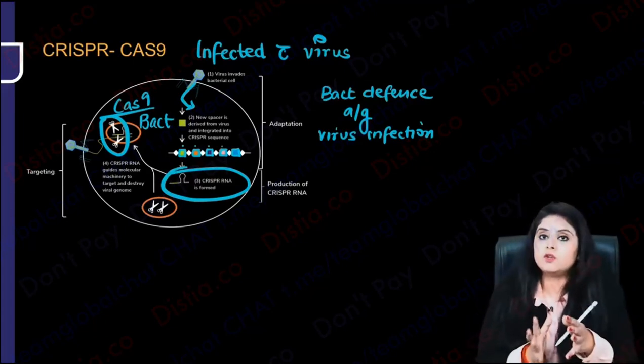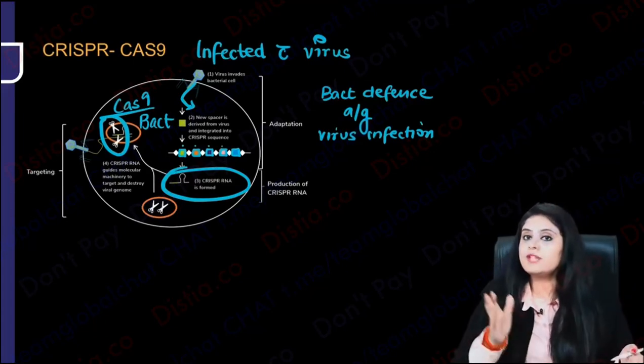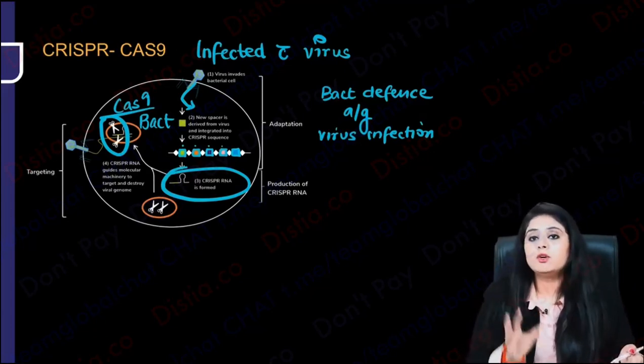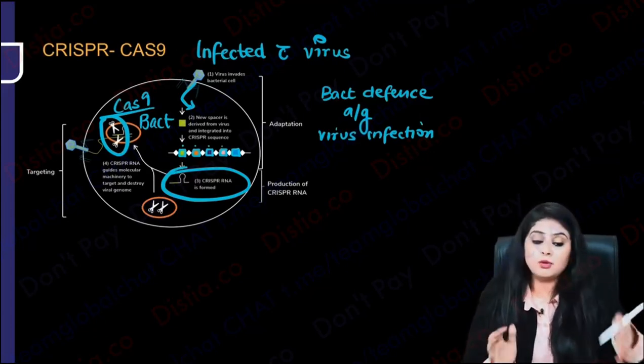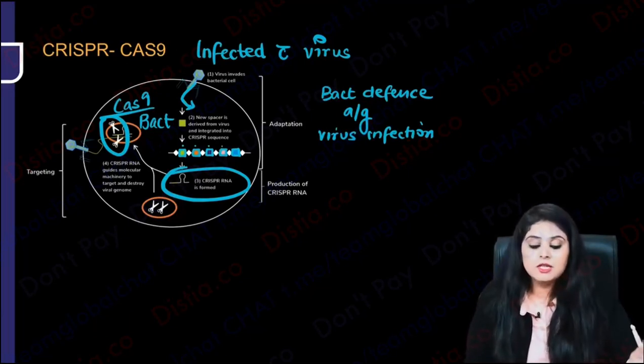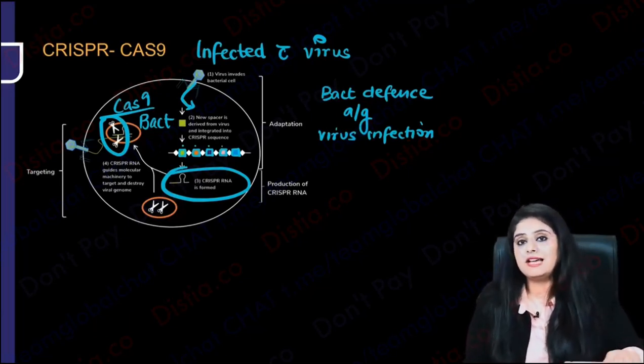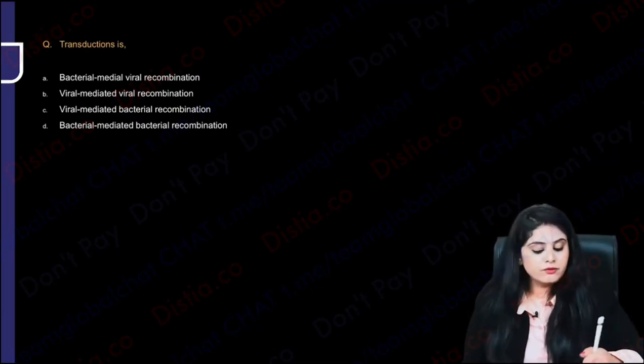So both these things that I've taught you right now, restriction enzymes and CRISPR-Cas9, both of them are going to be the bacteria's defense mechanism. I hope you guys have understood it. I'm not saying it's a super duper simple chapter, but I hope I've tried to simplify it as much as possible, which I'll get to know if you answer well.